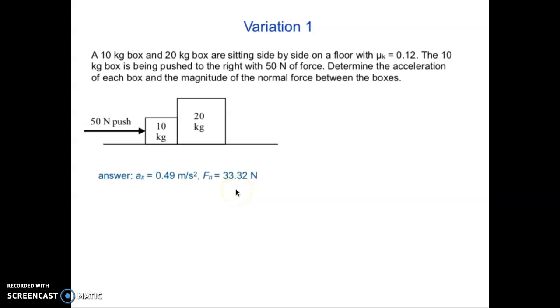So go ahead, try to set this problem up yourself. I recommend starting with the system approach. Treat the two boxes as one object. That should allow you to find the acceleration. Then go back and look at the objects individually. And for either object, if you look at it individually, you should be able to figure out the normal force.